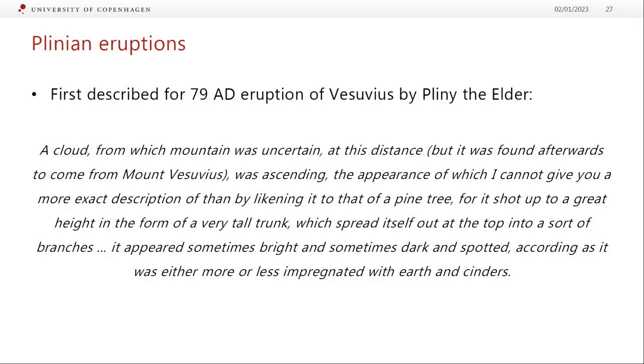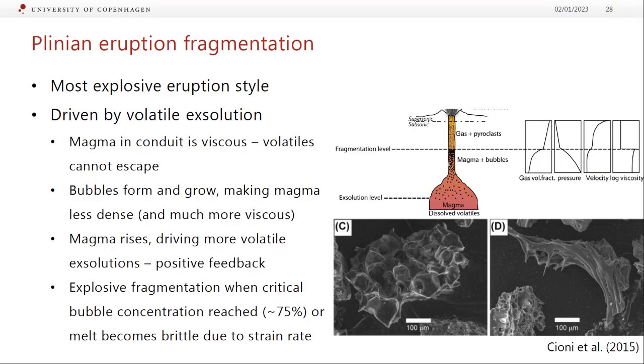So he's actually got a lot of the key features of a Plinian eruption, in that we have a tall eruption column that branches out into a lateral cloud, and it's not just gas, it's full of earth and cinders, chunks of lava. So not bad, Pliny, for the first century.